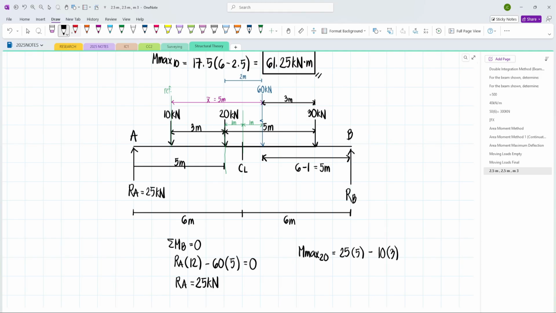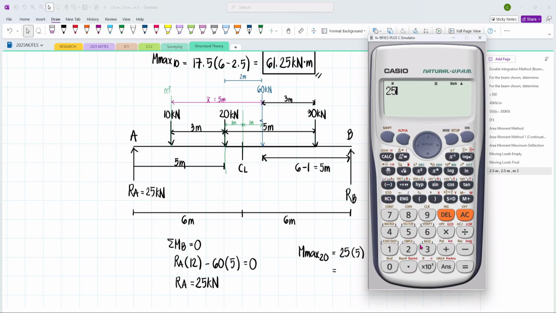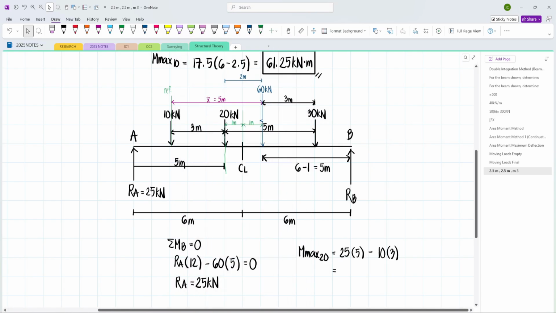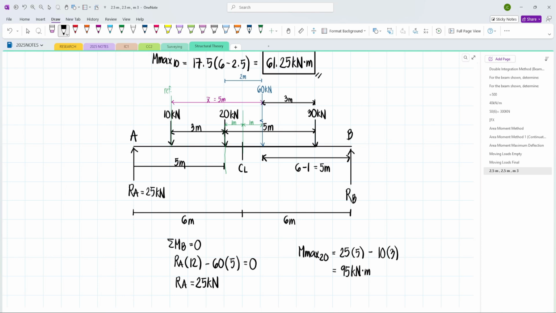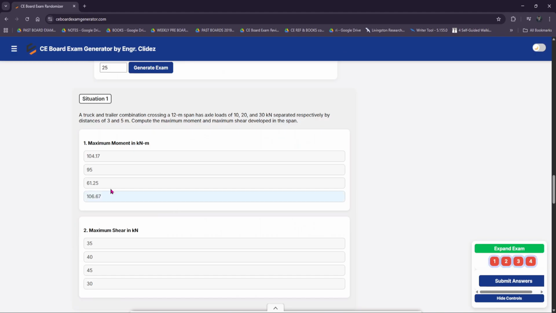So, M max under the 20 kN load is 25 times 5, then minus 10 multiplied by 3. So, we have 95 kilonewton meter. So, this is the M max under the 20 kN load. It's also in the choices, we have here 95.